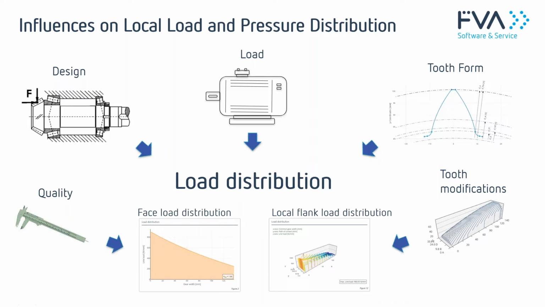So these are the basic influences which make it necessary to look very detailed at your local load distribution to get a good pressure distribution, so that you can have, for example, smaller gears with the same capacity as if you would not take into account those local load distributions.